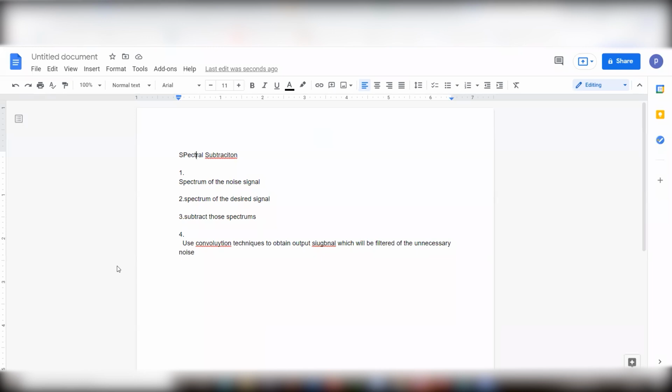This is the top view of the algorithm which can be implemented by using spectral subtraction. One is to obtain the spectrum of the noise signal. You'll have to manually cut the noise signal and obtain its spectrum. You'll have to manually cut the desired signal and obtain the spectrum of the signal, and subtract those two to obtain the spectrum of the signal that you desire. And you will have to use convolution filters to get back the filtered signal. That's how generally it's done.